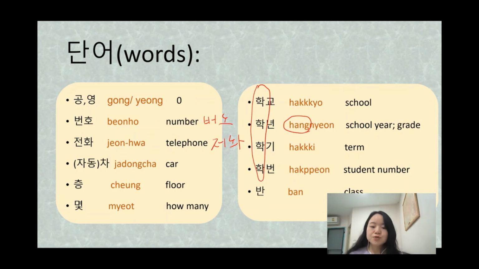So how to ask about the grade? 몇 학년입니까? What's your class? Which class? 몇 반입니까? What's your number? 몇 번입니까? Which floor? 몇 층입니까?